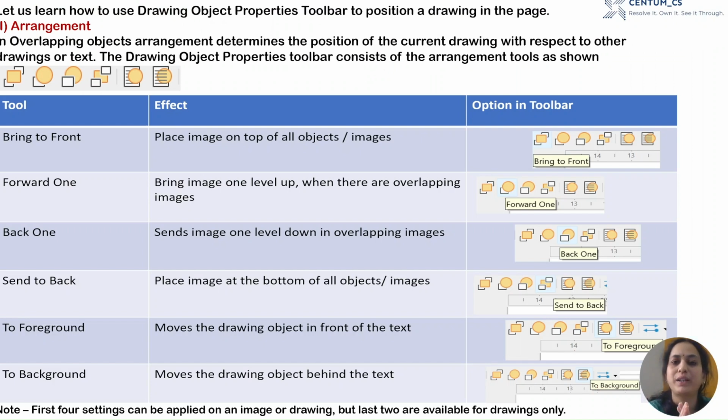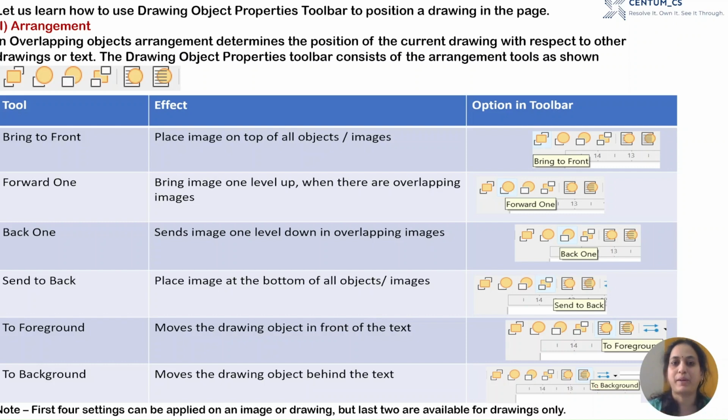First one is arrangement. In overlapping objects, arrangement determines the position of the current object, what you have selected, with respect to other drawing objects or text. The drawing object property toolbar consists of arrangement tools as shown. The tools are bring to front, forward one, send to back, to foreground, to background. So what are the effects of this and where is it available?